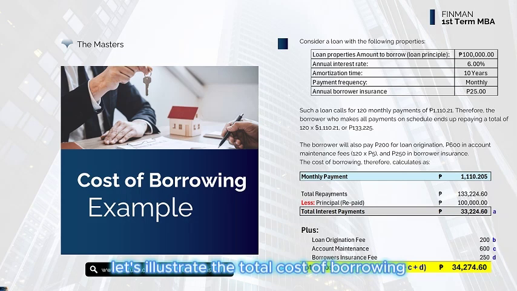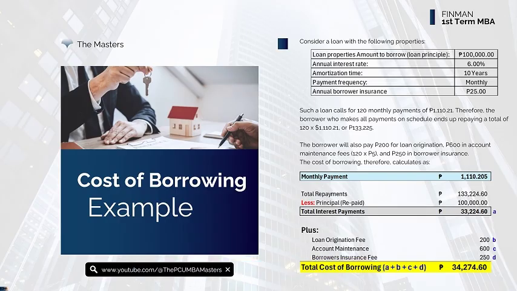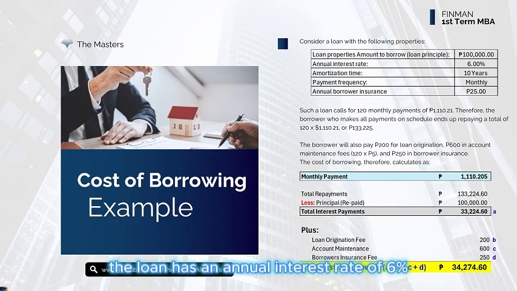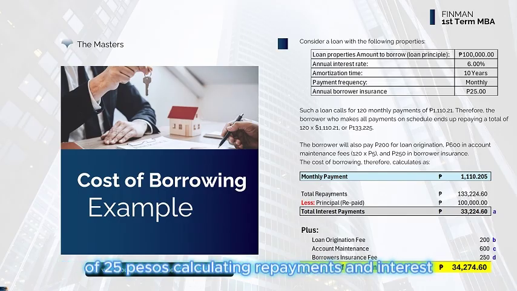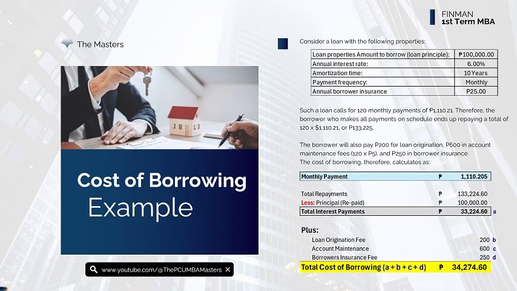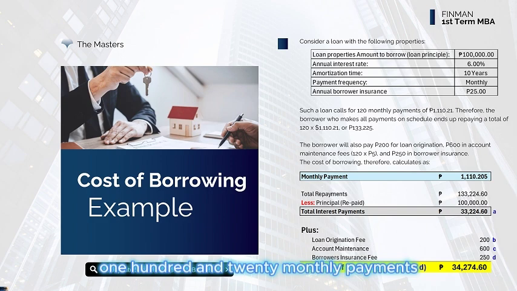Let's illustrate the total cost of borrowing with a loan example. The borrower is seeking a loan with a principal of 100,000 pesos. The loan has an annual interest rate of 6%, an amortization time of 10 years, and payments are made monthly. Crucially, it also includes an annual borrower insurance premium of 25 pesos. Calculating repayments and interest, based on these properties, the loan calls for 120 monthly payments. That's 10 years times 12 months. Each payment is 1,110 pesos.